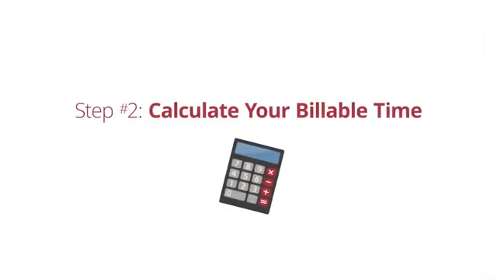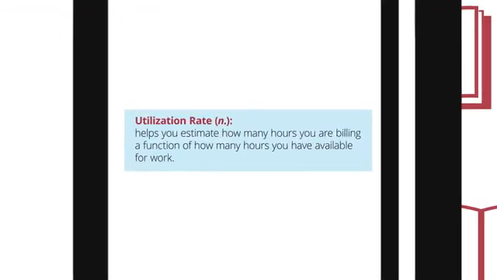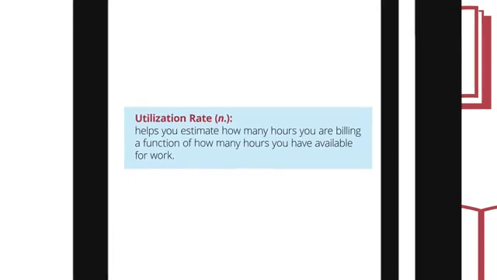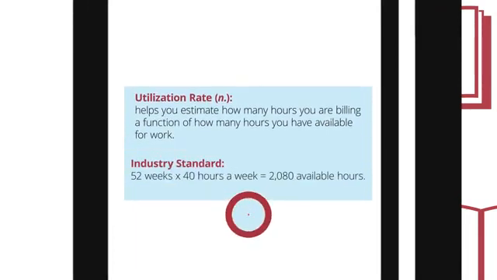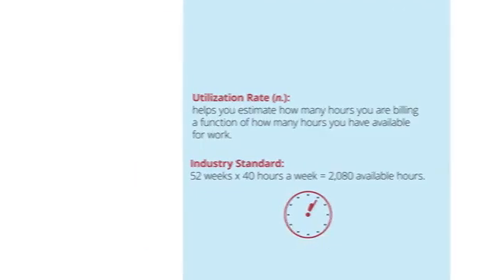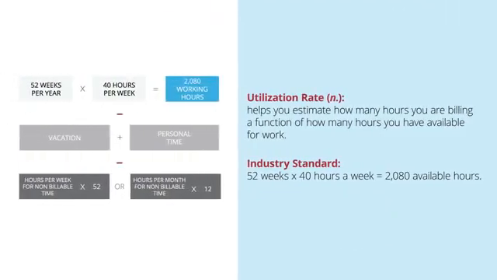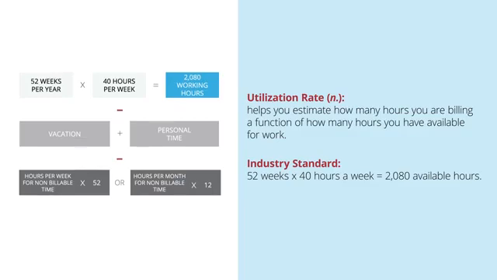Okay, now we'll show you how to calculate your billable time. Your billable time is based upon the concept of a utilization rate, how many hours you're billing as a function of how many hours you have available to work. An industry standard is 2,080 hours. That's 40 hours each week times each of the 52 weeks in a year. But you can't work all the time. You'll need to account for vacation, personal time, and non-billable tasks like administration and marketing.